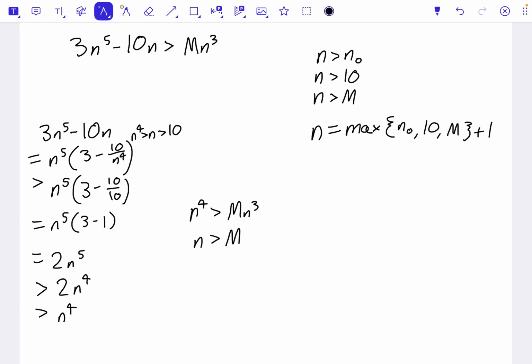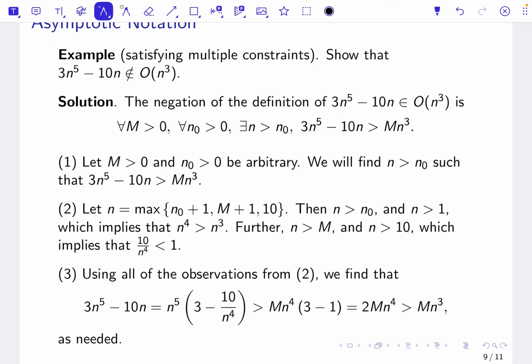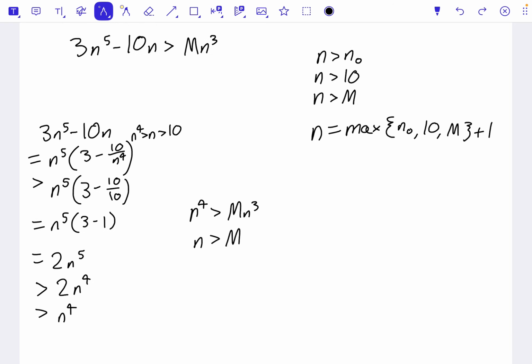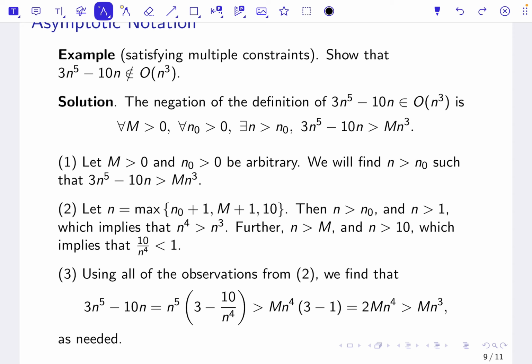So in general, you're going to want to do rough work until you end up with an inequality that's just solved for a variable that is defined existentially. Sometimes you'll only have 1 or 2 constraints on your variable, or sometimes you'll only have 1. Other times you'll have multiple. And when you have multiple, use the max function. That was the takeaway from this example.